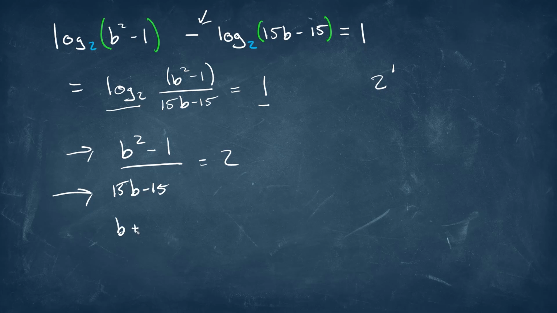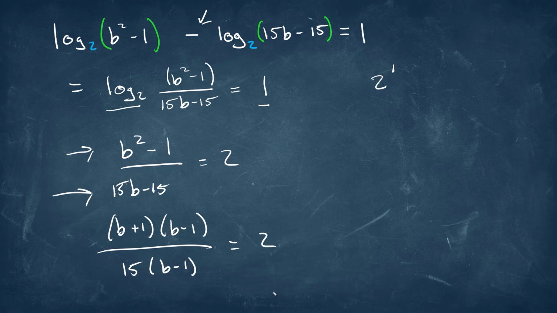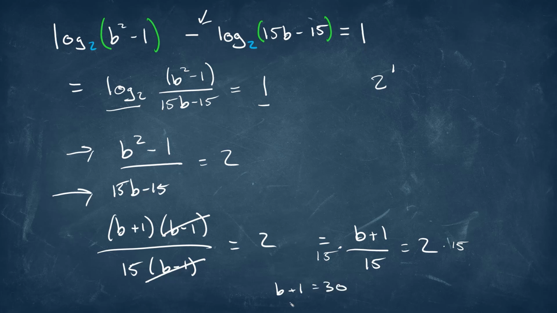Now, before we start multiplying, we can actually simplify both the top and bottom of these functions. This is going to be (b plus 1) times (b minus 1) all over 15 times (b minus 1), and that's going to be equal to 2. This is going to cancel out b minus 1, so we're going to end up getting (b plus 1) over 15 is equal to 2. Multiplying by 15 on both sides is going to give us b plus 1 is equal to 30. Subtracting 1 on both sides, b is going to be equal to 29. And that will be our answer.